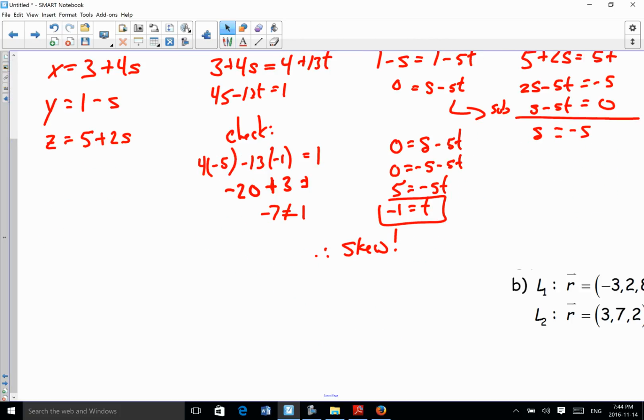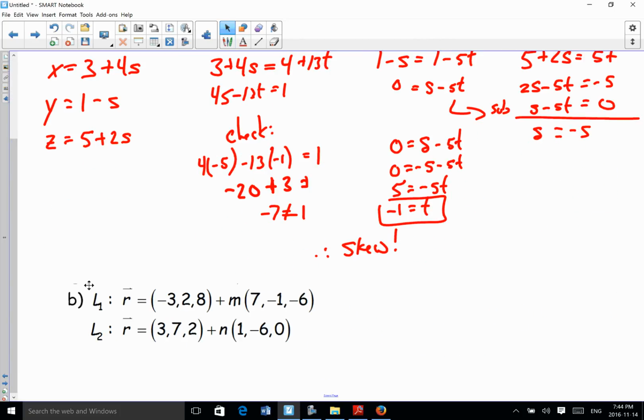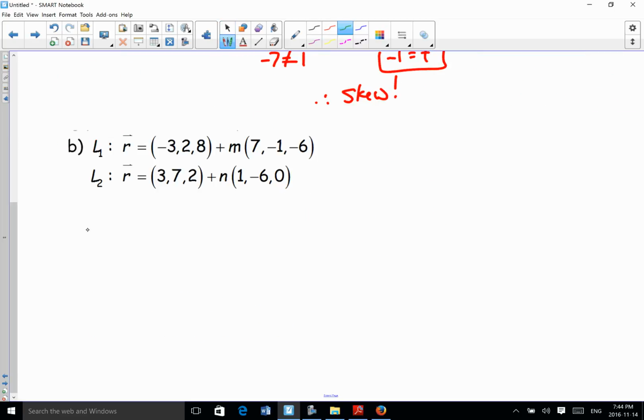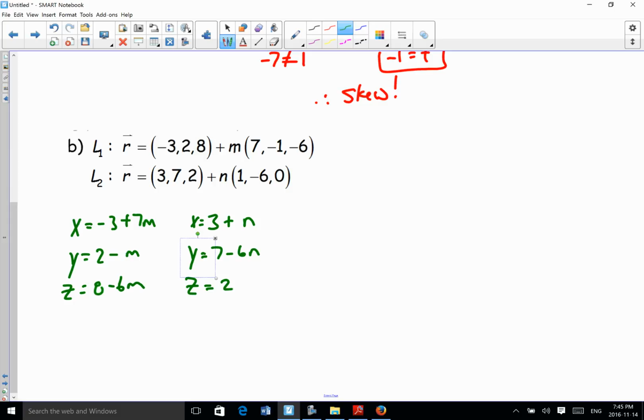Okay, let's try B. Same question, just two different lines. Now obviously neither of these are in good format, so let's fix them. Put them into parametric right off the bat. So we'll get x equals negative 3 plus 7m, and nice enough to use letters m this time, y is 2 minus m, and z is 8 minus 6m. Same thing for the other equation, just use x equals 3 plus n, y is 7 minus 6n, and z is 2. If they're going to meet, they've got to be equal, right?